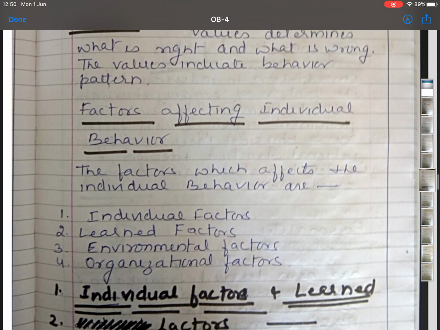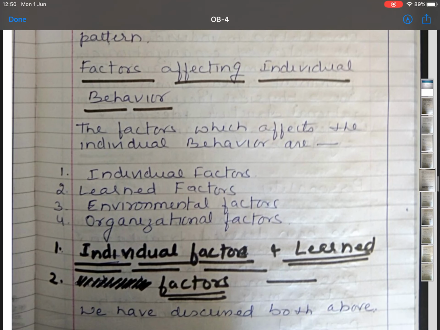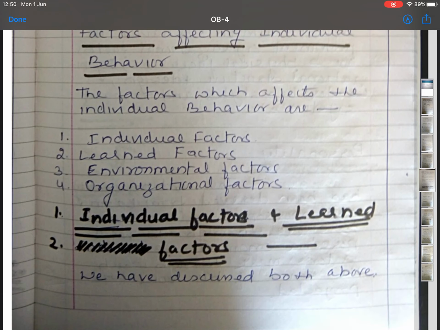Now the next topic is factors affecting individual behavior. The factors which affect individual behavior are broadly divided into four categories: individual factors, learned factors, then third, environmental factors, then fourth, organizational factors. I've already discussed individual factors. Individual factors are inherited factors.